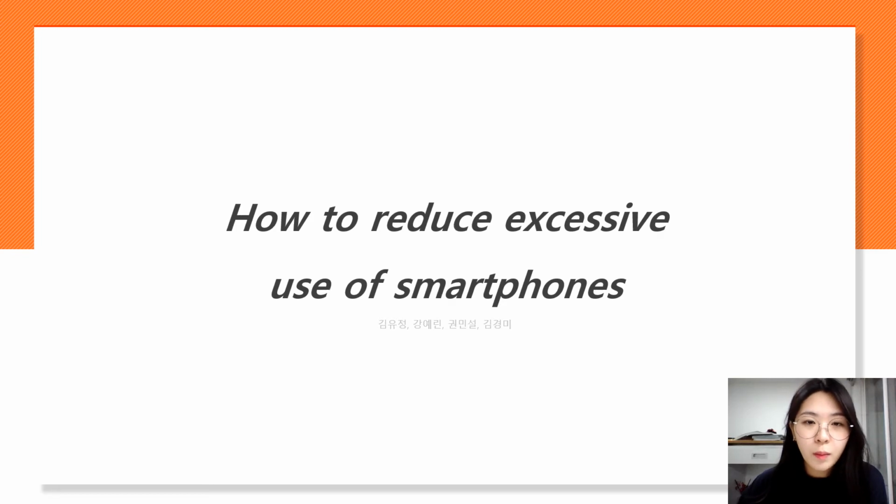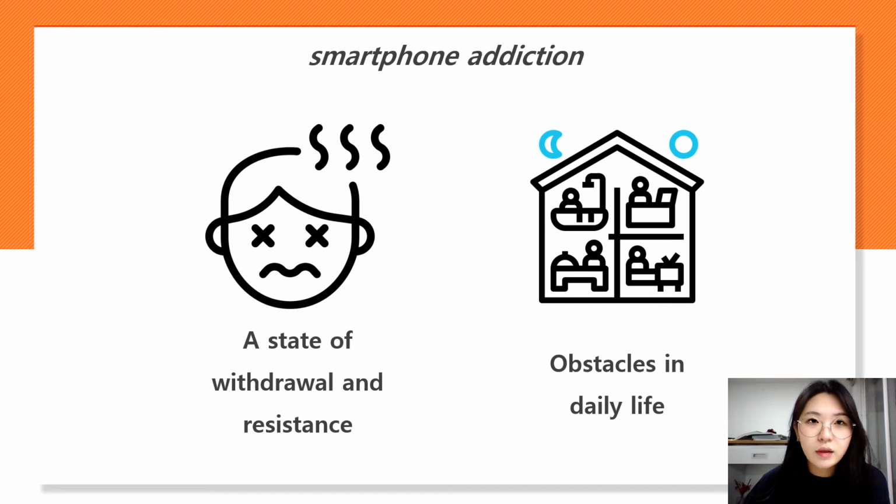We will present about how to reduce excessive use of smartphones. Excessive use of smartphones means smartphone addiction. Smartphone addiction is a state of withdrawal and resistance to the use of smartphones due to excessive use of smartphones, which causes obstacles in daily life.